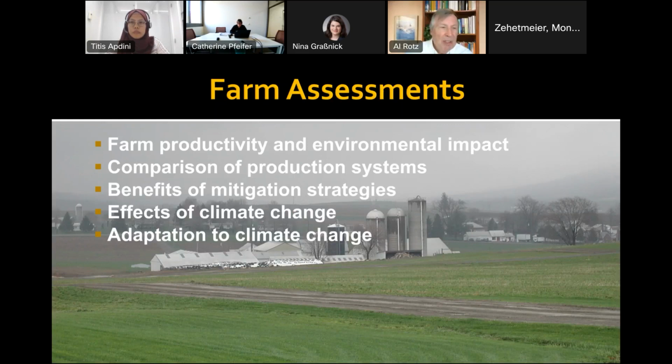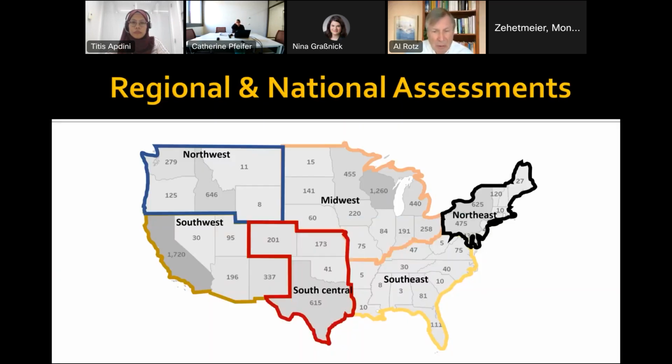In terms of farm assessments, we've done many different types of assessments, looking at the farm productivity and environmental impacts of specific farms, comparing production systems, really looking at what we can do to make things better, looking at the benefits of different mitigation strategies. We've also done some projections into future climate, looking at how future climate would affect farms and how we can change the management to adapt to that changing climate. What I'm going to spend the rest of the time on then is this regional and national assessment, which I think is of particular interest.